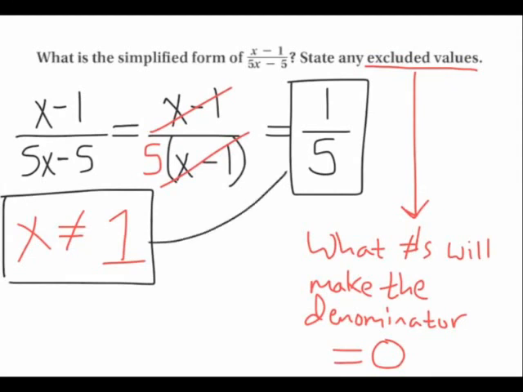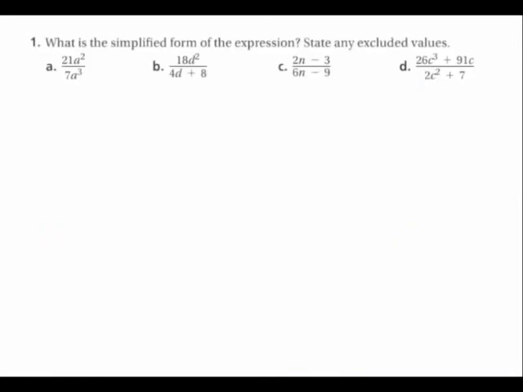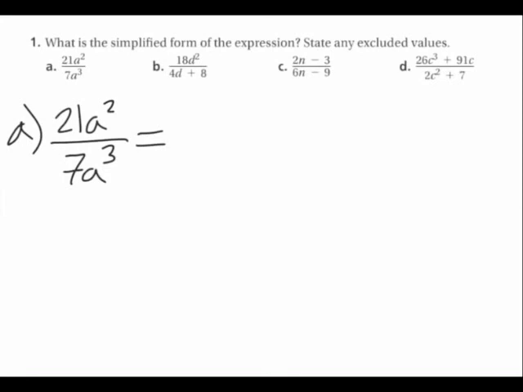So let's look at another example of simplifying rational expressions. Let's look at problem A here. 21 times a squared divided by 7 times a cubed. Now this is pretty easy. Remember, the goal is to cancel out as much as you can from the top and the bottom of the fraction. Well, here's one way to do it.